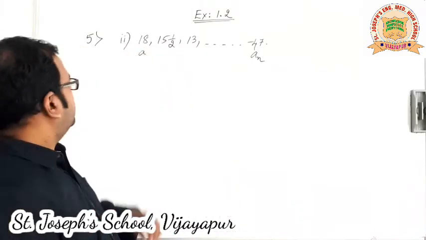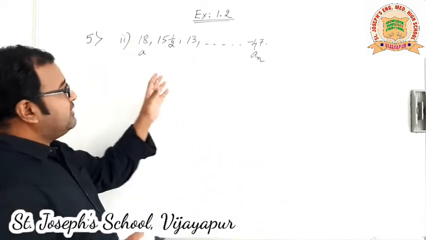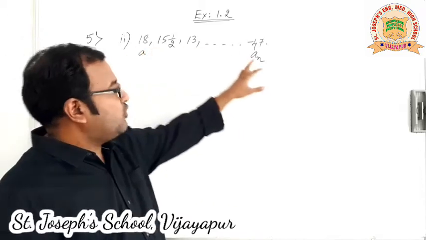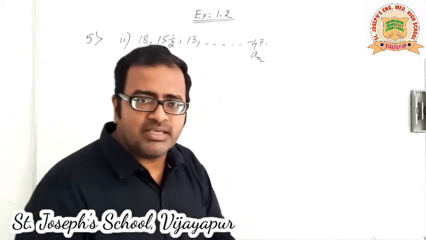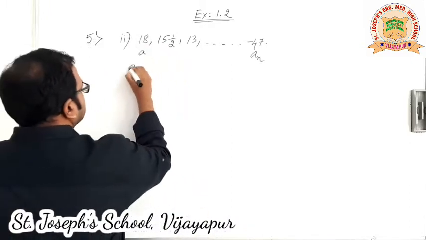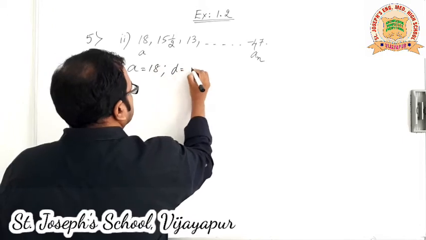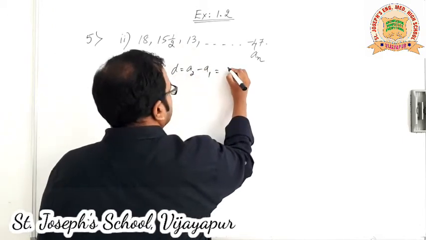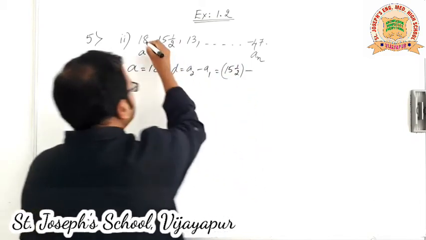Question number 2 for main question number 5, exercise 1.2. So again, we have to find out n. N value is unknown. We know A, we know an, the last term. D we can find out by using A2 minus A1 formula. Now, let us write what we know. A is equal to 18. D is equal to A2 minus A1. A2 is 15 and half. 15 and half minus 18.